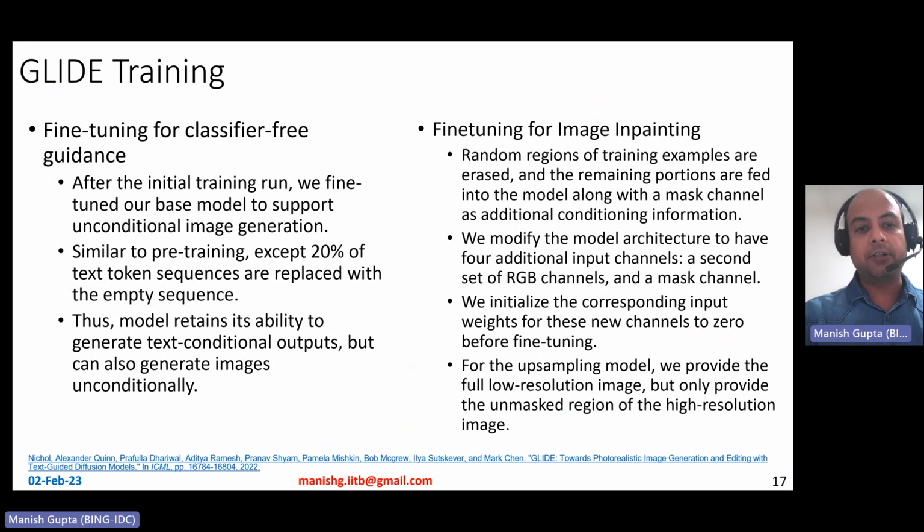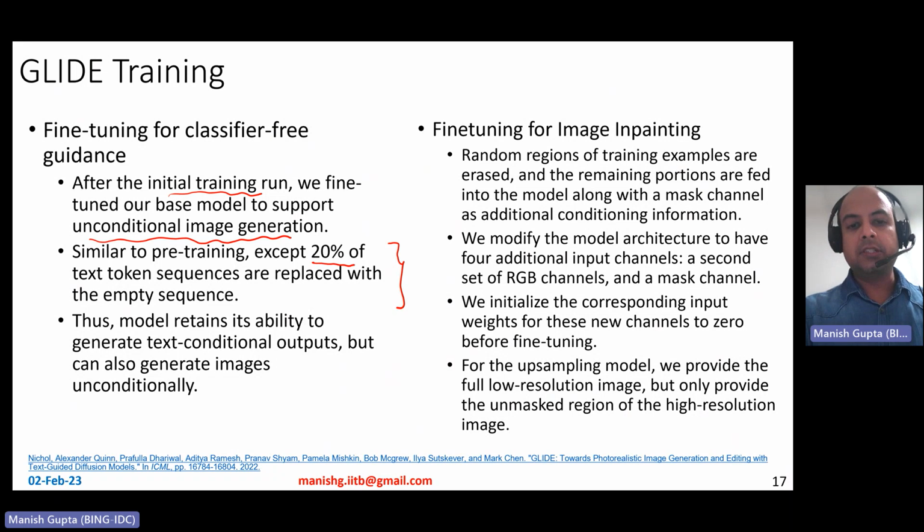And the way you do that is as follows. After the initial training run is done on the previous slide, you fine tune to support unconditional image generation. You don't want it to generate only when text is available. You want it to generate images even when there is no text available, right? So similar to pre-training, which used text labels, text captions, right?